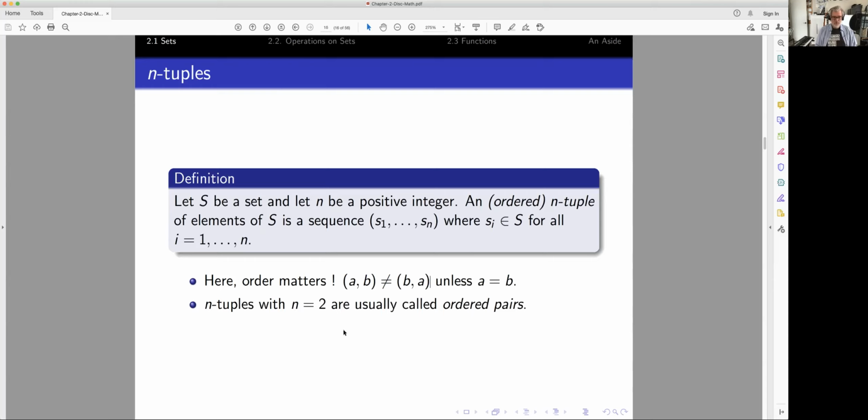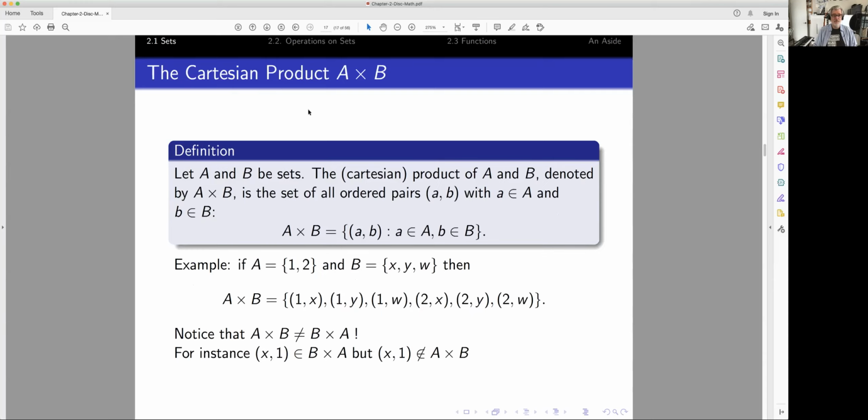Okay. So once we have the notion of n-tuples, we can talk about products. This is a very standard construction. If we're going to talk a little bit about databases and relational databases, then you need to have products to talk about relations and such.